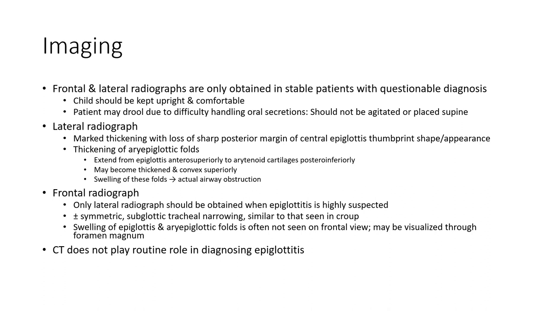On the lateral radiograph, there is mild thickening with loss of the sharp posterior margin of the epiglottis. Early thickening of the aryepiglottic folds extends from the epiglottis anteriorly and superiorly to the arytenoid cartilage posteriorly and inferiorly, and may become thickened and convex superiorly. Swelling of these folds can lead to airway obstruction.